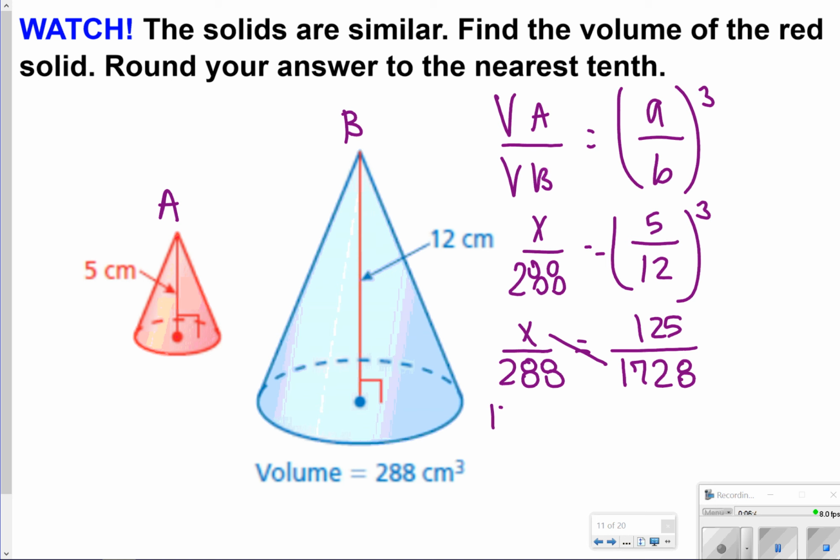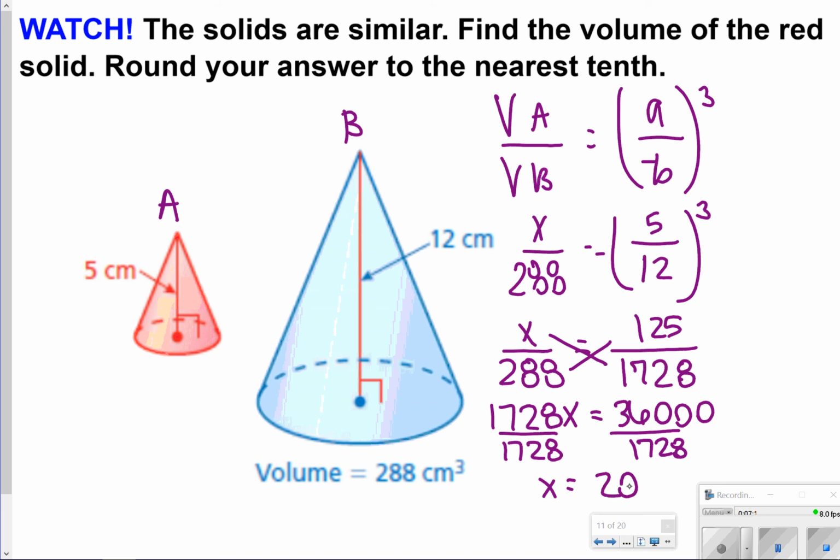Okay, the next step will be to cross multiply. 1,728 times x is 1,728x. 288 times 125, that's going to give me 36,000. Okay, and then dividing both sides by 1,728, 36,000 divided by 1728. You're going to get a repeating decimal, so we're just going to round to the nearest tenth here. It does show 20.83 repeating, but we're going to keep it just as 20.8. So that would be my answer for this example.